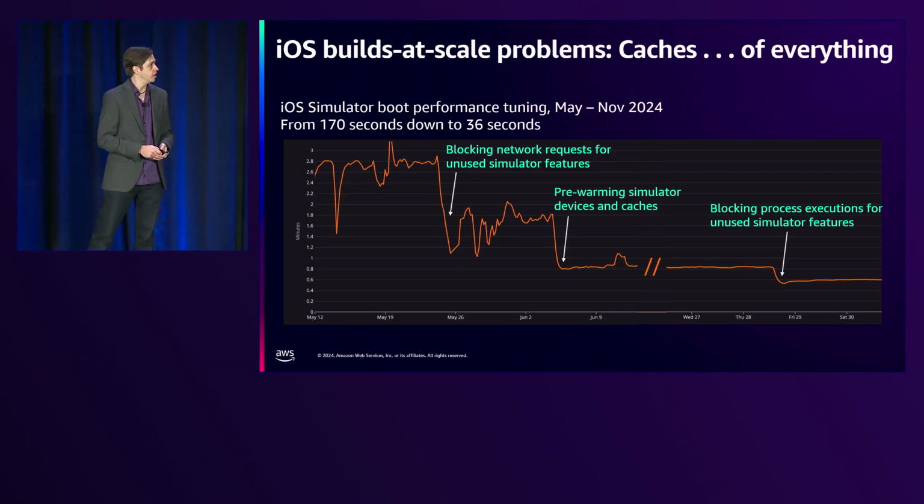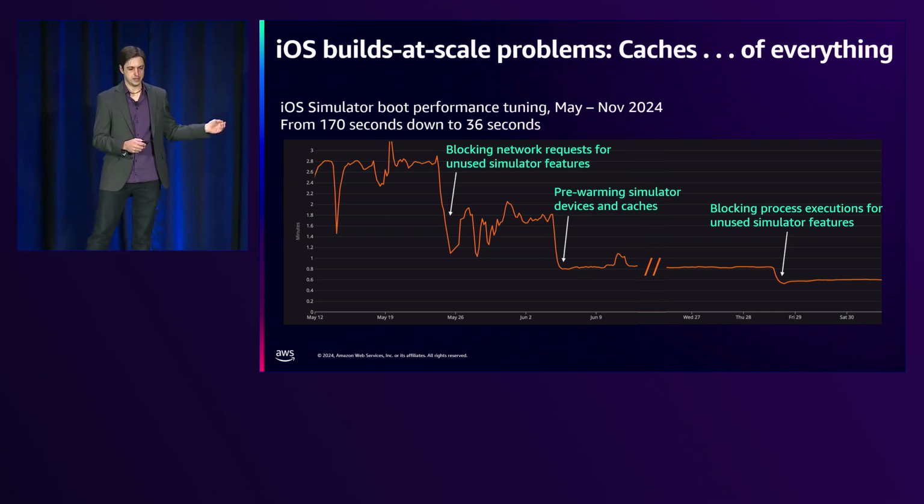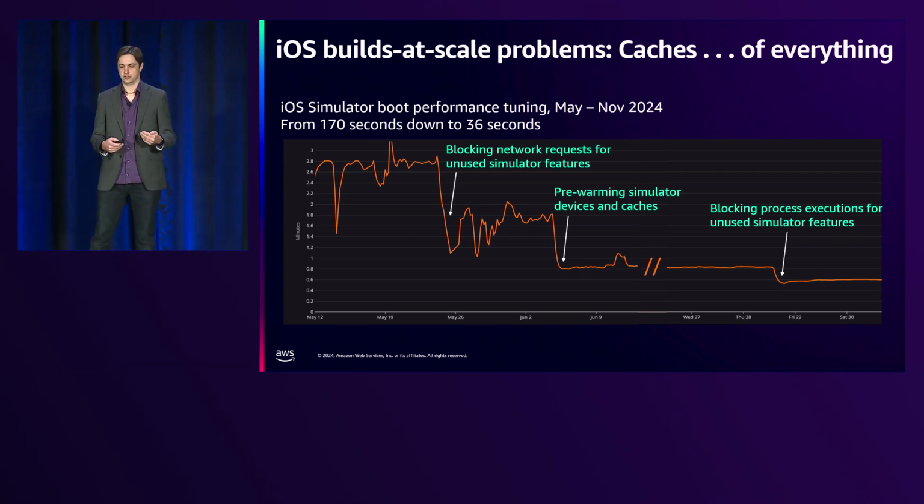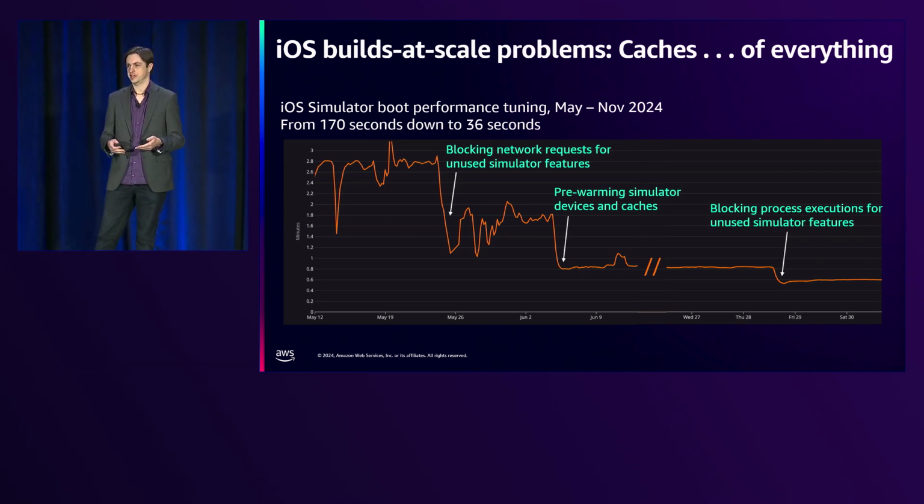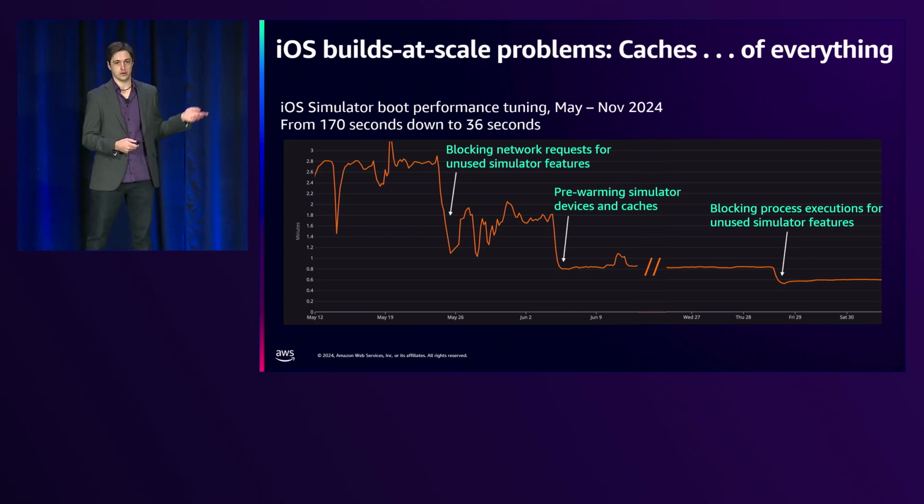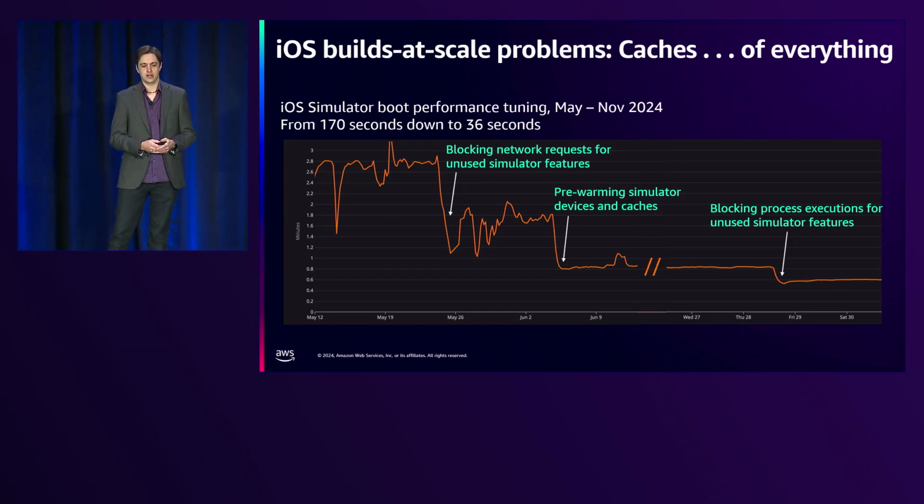So this graph is a timing graph. The y-axis range is 3 minutes. It's the time that it takes our Bazel remote testing system to boot 3 iPad simulators in parallel and also prepare them for accepting a test workload. Every one of these inflection points on the graph is a particular investigation we did to try to optimize as much as possible.